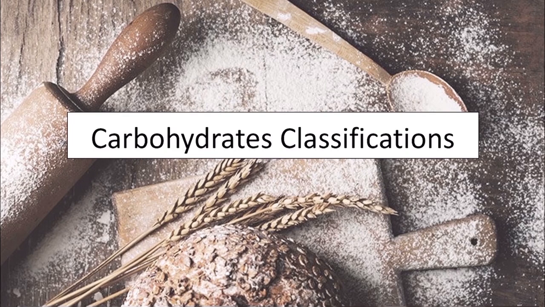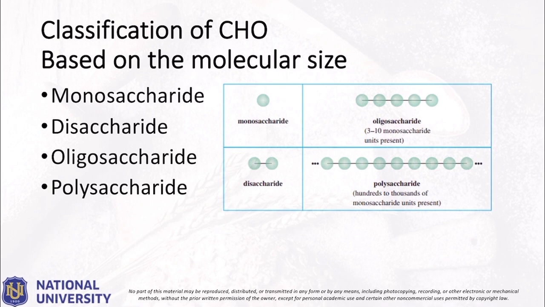Now, let's go on to the carbohydrates classifications. And carbohydrates are classified on the basis of molecular size. Mono, oligo, poly, di. So again, based on the molecular size, we have monosaccharide, meaning 1 unit, okay? 1 sugar. Mono means 1, saccharide means sugar. So this is the monomer unit.